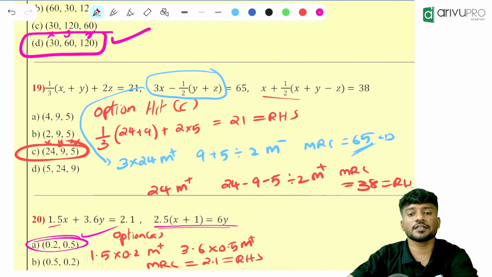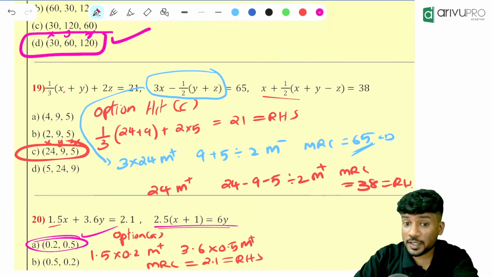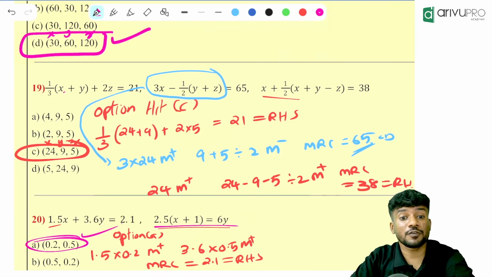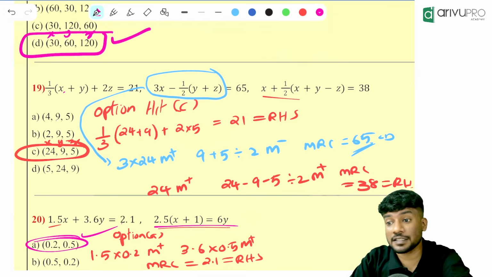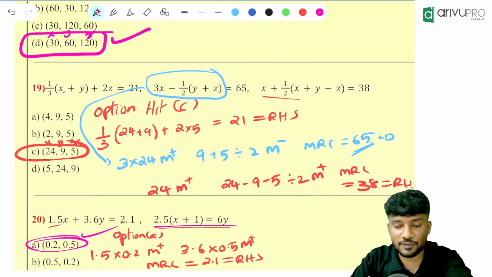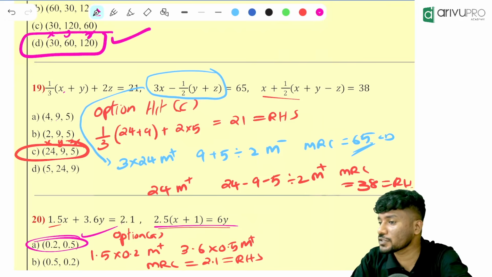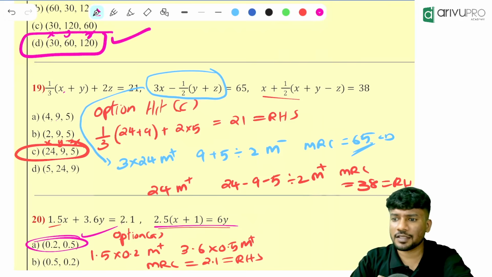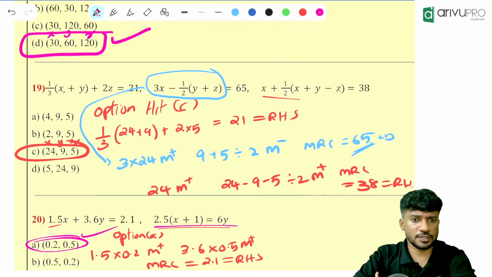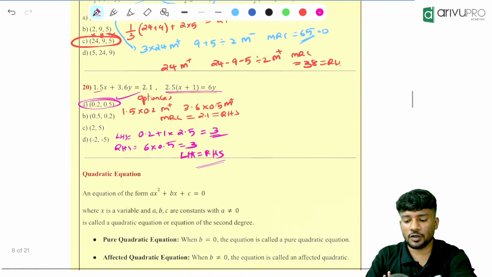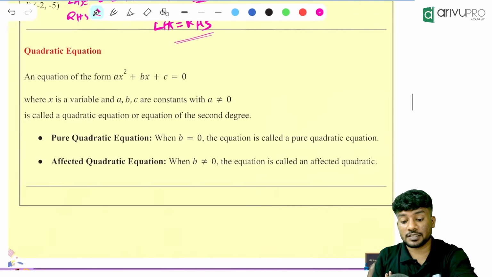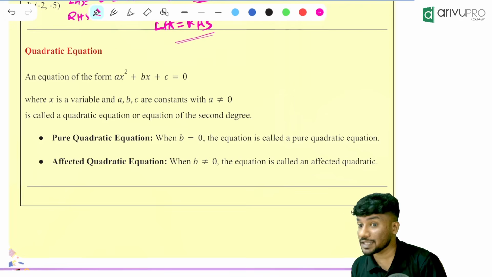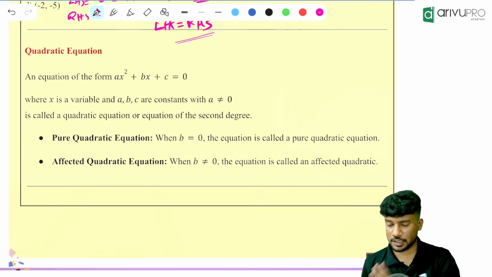It might not always give the correct answer. Then 2 plus 9 is 11. 11 divided by 3 is also a decimal value. 5 plus 24 is 29, divided by 3 is also a decimal value. So which option is giving a proper division? 24 plus 9 is 33, divided by 3 is 11. So that way also you can think, but always check all the options. Because this is an easy question, don't make silly mistakes. It can happen that some decimal value also gives the answer. So check all the cases.